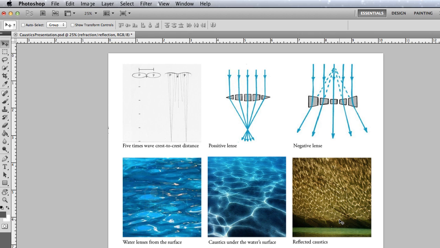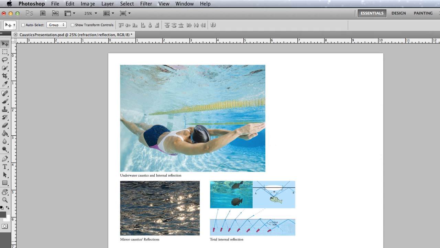And in this image, you can see the caustics being reflected on a surface outside of the water. And internal reflection is when you are under the water and you can see the underside of the water surface. And in this case, you can see the swimmer, and you can see the caustics on the bottom of the swimming pool.